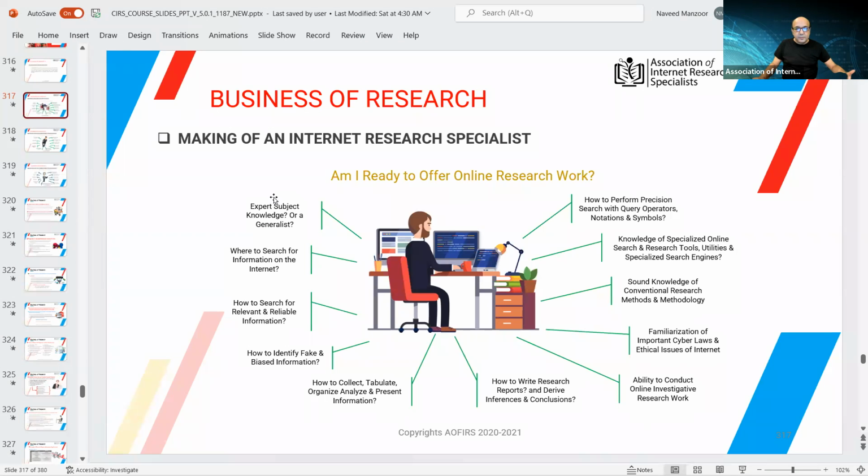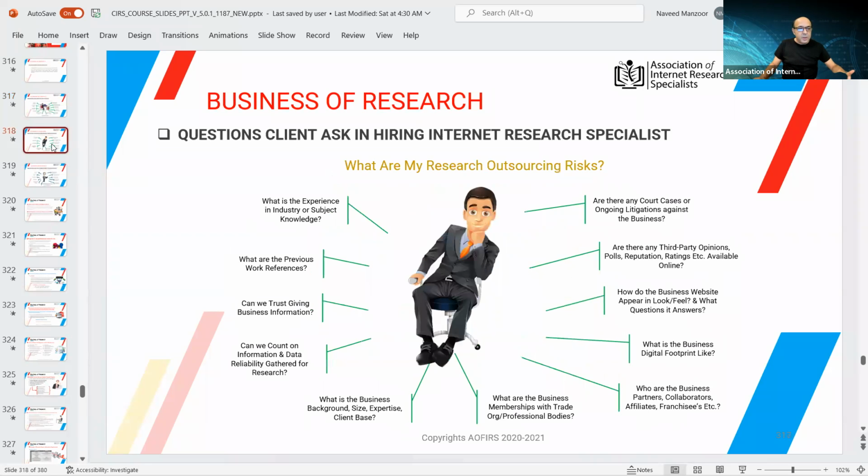That's about knowledge of specialized online search and research tools. So practically what this slide is telling you is the level of preparedness that is needed for you to start your own research business. And last but not the least, how to perform precision search with query operators, notations, and symbols. Next slide is what I started talking about without looking at it.